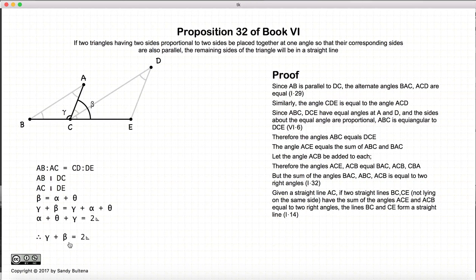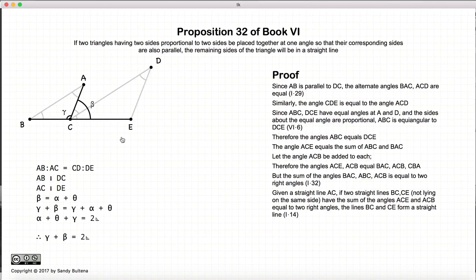And if gamma plus beta is equal to two right angles, then according to Proposition 14 from Book 1, if you have two lines where the angle between them, gamma plus beta, is equal to two right angles, they will form a straight line.